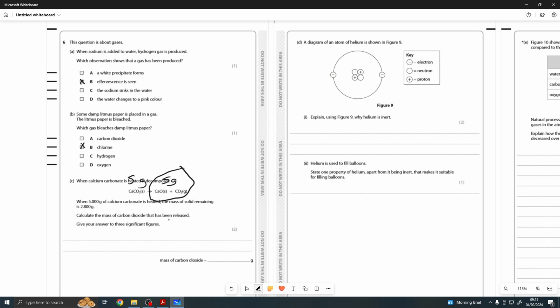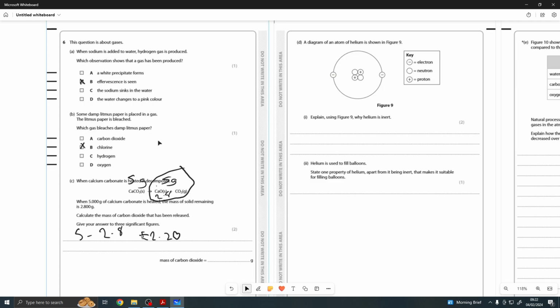Now, if you know that 2.8 is this, you can work out what's left by doing 5 minus 2.8. That obviously gives you 2.2, but obviously you've got to do it to 3 significant figures. That is only 2 significant figures. Now it's 3 significant figures. That's a 0. Great, so let's now look at D.